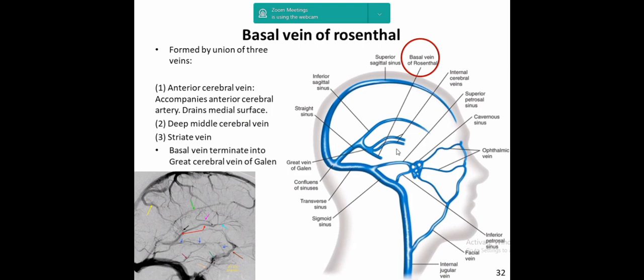So these three segments are important in the anatomical variations because any one of the segments can be hypoplastic, leading to other segments being dominant.